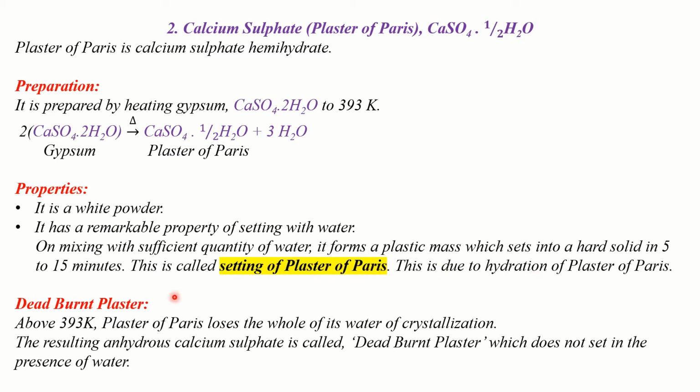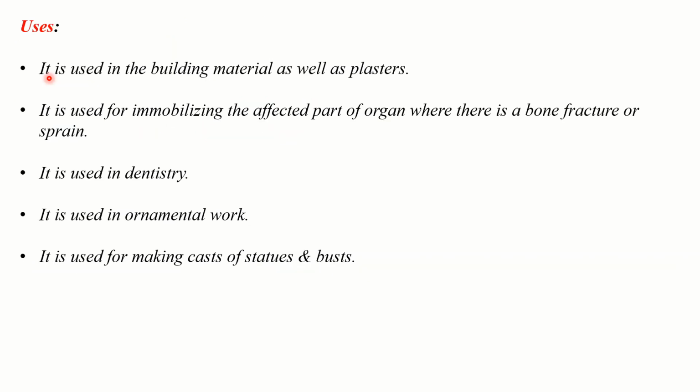Clear? Now, what is dead burnt plaster? Above the temperature of 393 Kelvin, plaster of Paris loses all of its water of crystallization. So, the resulting anhydrous calcium sulfate is called dead burnt plaster. Why is it called dead burnt plaster? Because it does not set in the presence of water. It is no more useful. Next, I will move on to the uses of plaster of Paris.